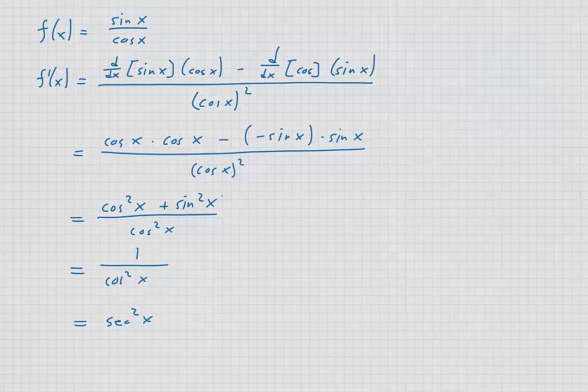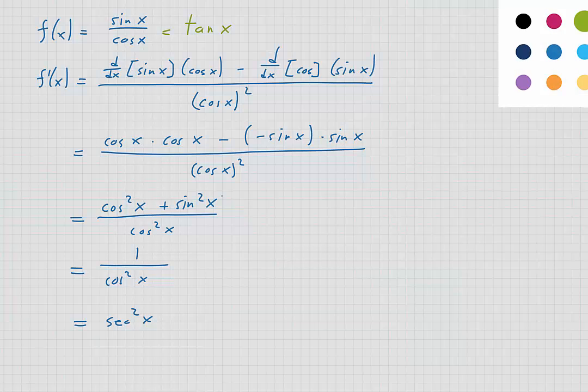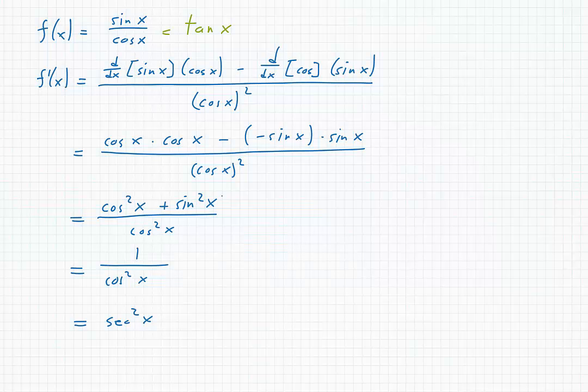Now, if you'll notice, sine of x over cosine of x is tangent of x. So we've just found a derivative for a new trig function. You can go through the same process for cotangent, for secant, and for cosecant, and you will eventually develop the following rules. So we now know that the derivative with respect to x of sine of x is equal to cosine of x, and the derivative with respect to x of cosine of x is negative sine of x.